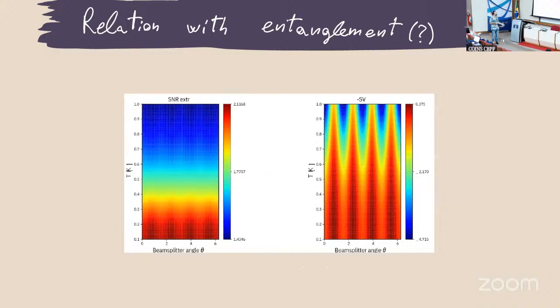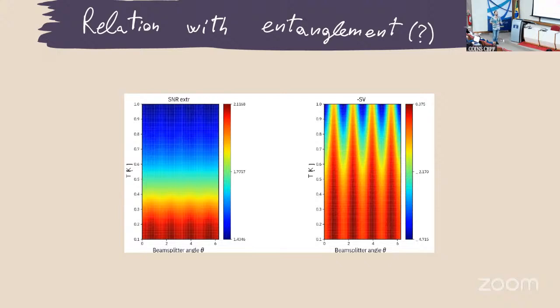No, maybe. This is like the signal to noise. It's not really clear. We just see numerically that when the system is entangled, the signal to noise ratio increases. The problem here is that the entanglement of non-Gaussian states is not well defined, because all states in the infinite Hilbert space can be entangled.